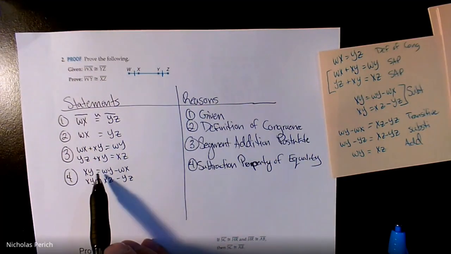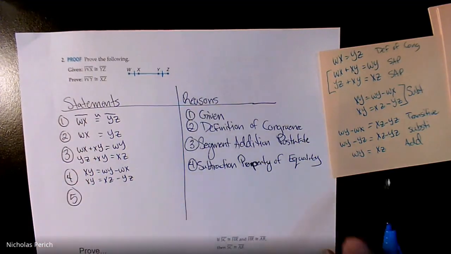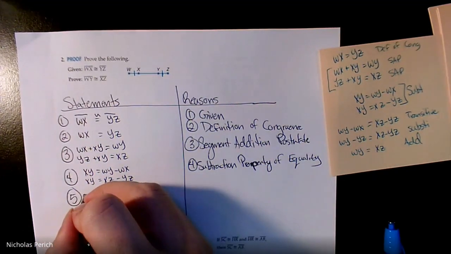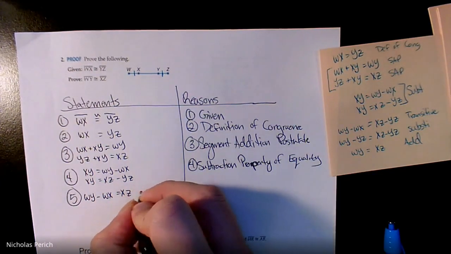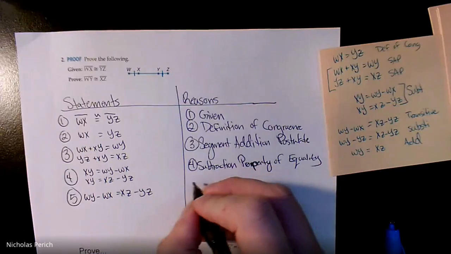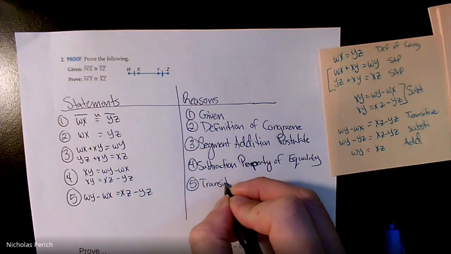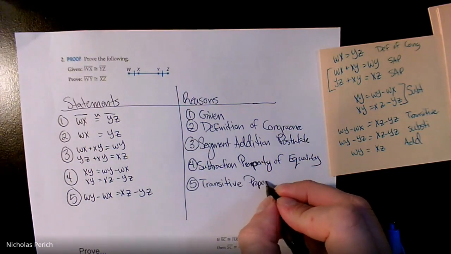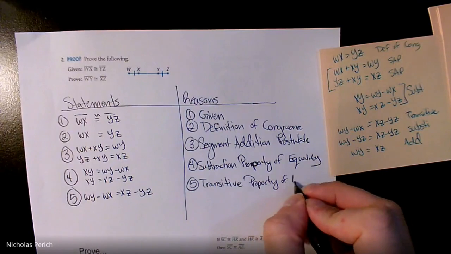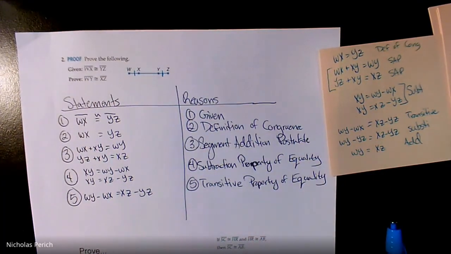Oh, look, xy equals this thing, and xy equals that thing. Set them equal to each other. That's what I did here. Wy minus wx equals xz minus yz. And the reason why I'm allowed to do that is the transitive property of equality.